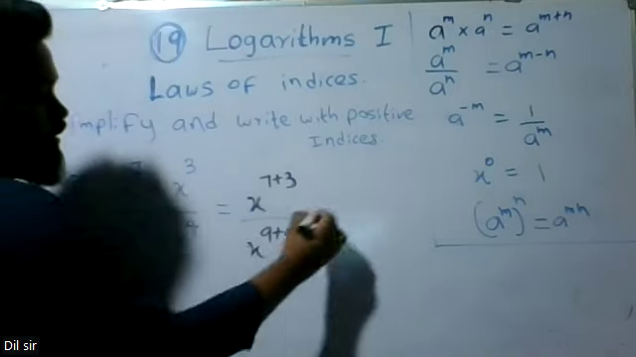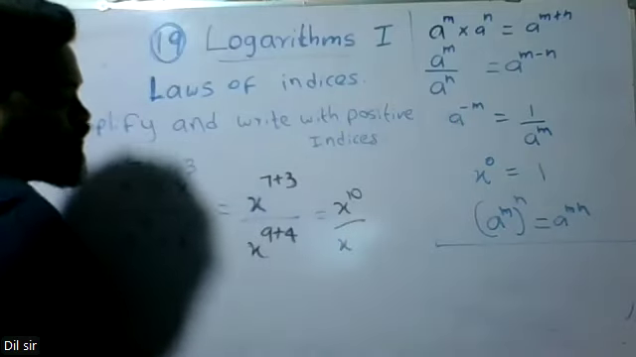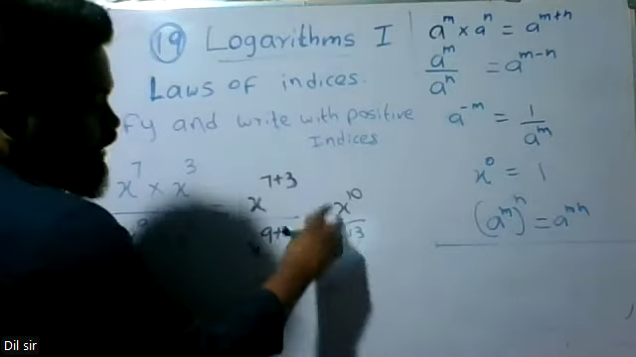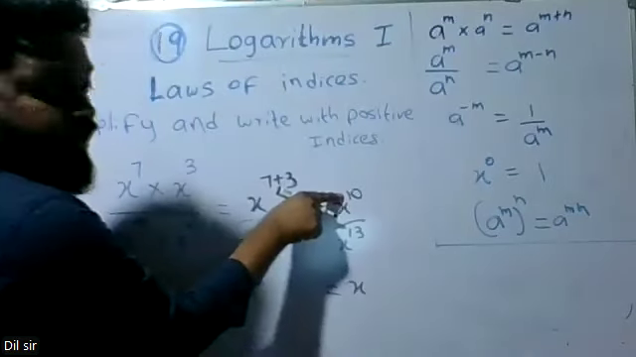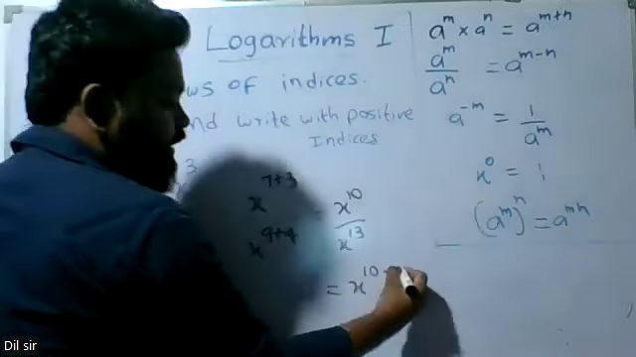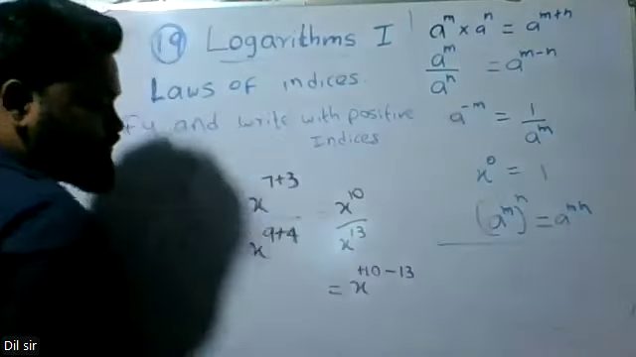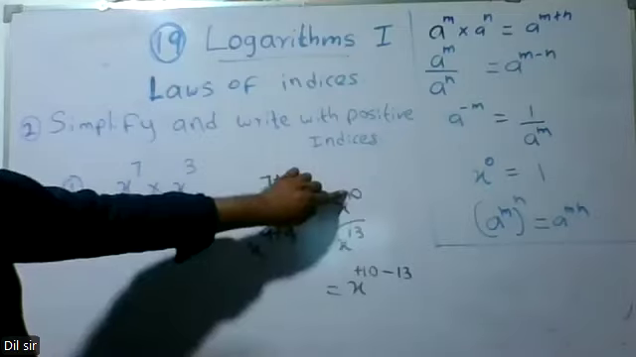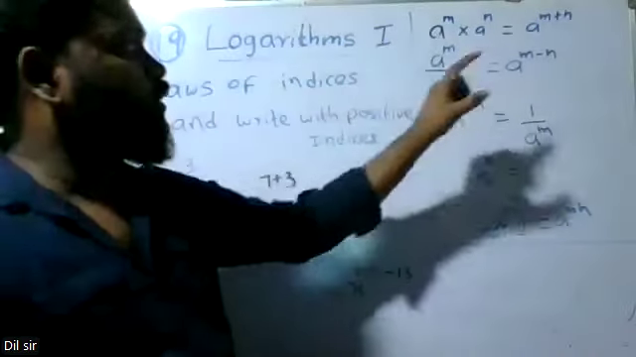Numerator x to the power 10. Denominator x to the power 9 plus 4, it is 13. Right? This is very, very important one. So the division with the same base, just like this. Then x to the power, here the power of the numerator is 10. The power of the denominator is 13. But 10 minus 13. You know that this 10 is plus 10. Plus 10 minus 13. This power is 10 minus 13. We have to subtract this 13 from 10 because this is division.